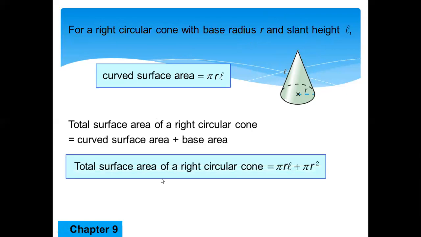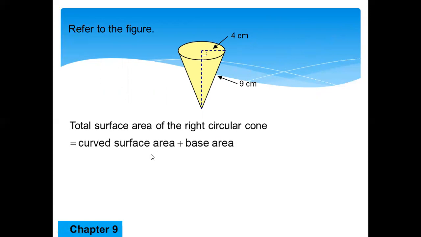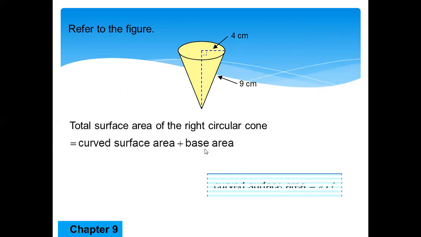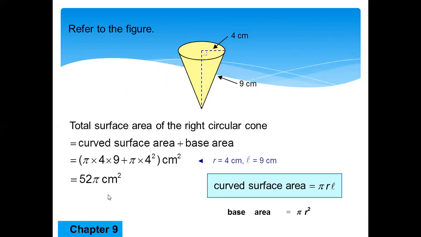So total surface area is the curved surface area and the base. Okay, let's try this one. If I want to find the total surface area of this cone, by formula, it is the curved surface area and the base, where the curved surface area formula is this one, and the base. So pi r, where r is 4, L is 9, R is 4, okay? And hence the total surface area.